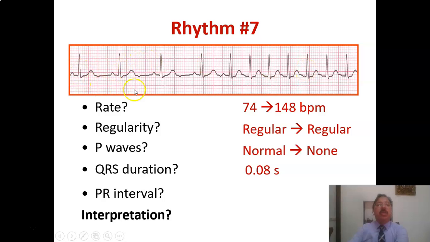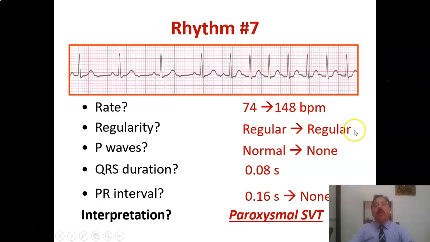The source in the first half is the sinus node because there are P waves, but the second half is something coming from an ectopic focus. PR interval in the first half you get, but in the second half there is no PR interval. So your interpretation is paroxysmal supraventricular tachycardia. So SVT alternating with the normal sinus rhythm.